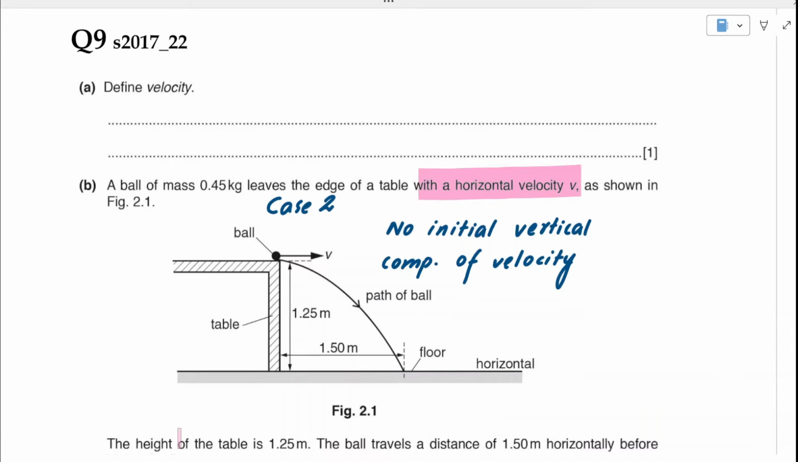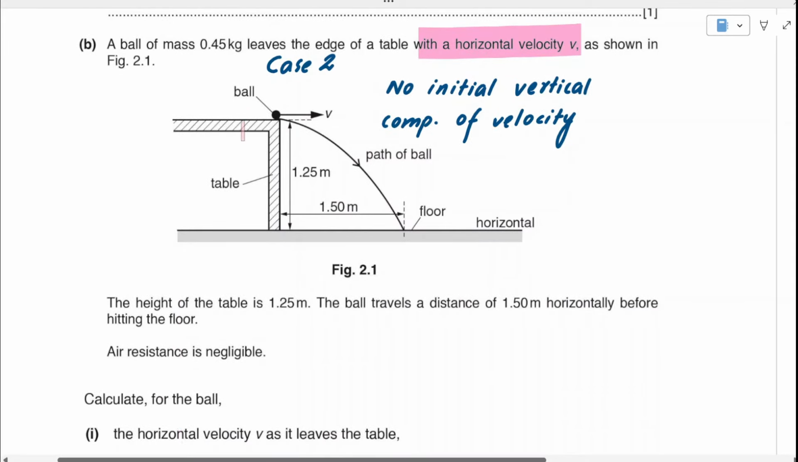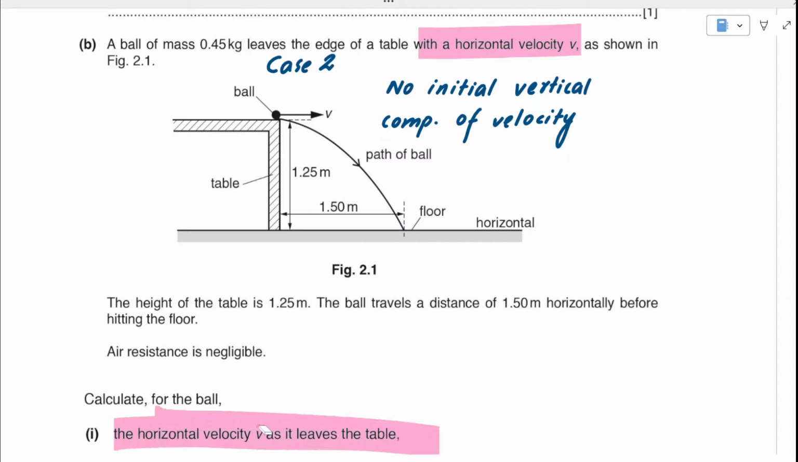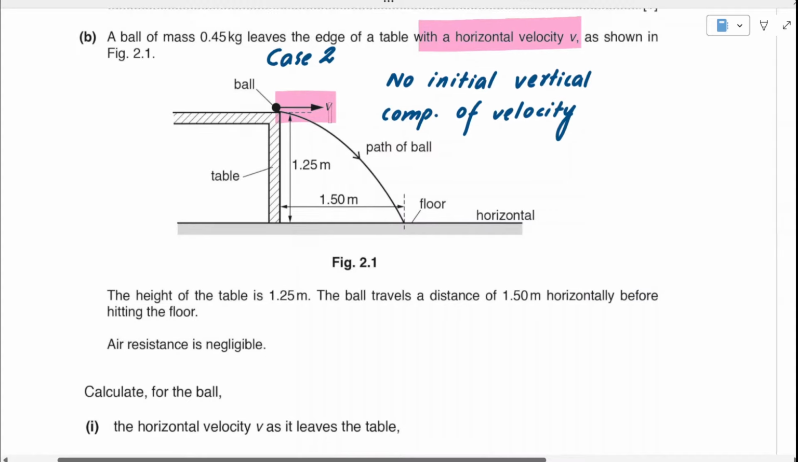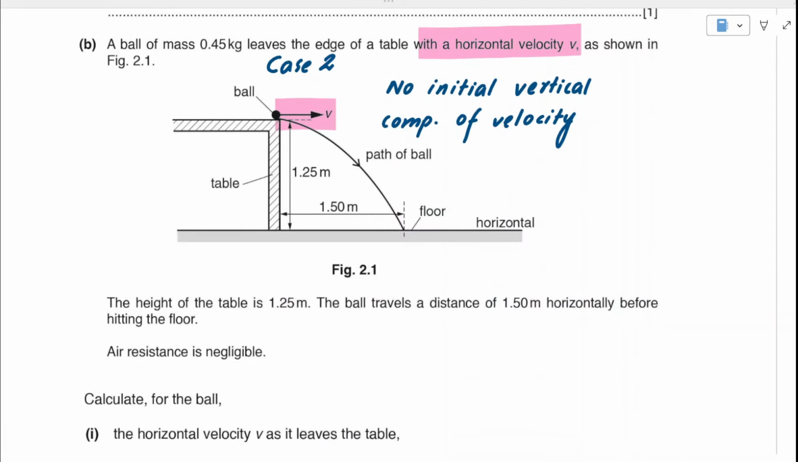All right. So this is the second case, and the most important property once again of the second case is the initial vertical component of the velocity is 0. So we need to find the velocity as it leaves the table. The velocity of the ball of mass 0.45 kilogram as it leaves the table. We need to find this value in this question. We need to find the value of v. So horizontal velocity needs to be found out.